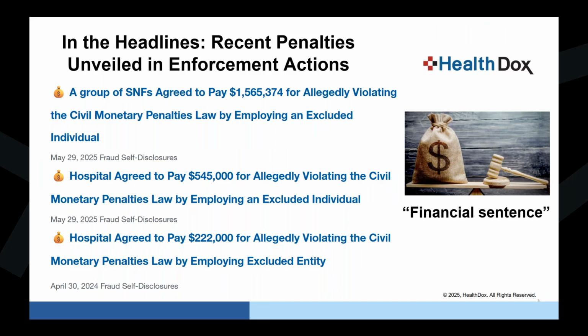And on the slides, you can see some of the recent enforcement actions. For example, this year, a group of skilled nursing facilities has agreed to pay 1.56 million for violating the CMP, that is the Civil Monetary Penalties Law, because they employed an excluded individual. This came into the picture as a self disclosure, but the financial impact was still massive because it's a huge violation.